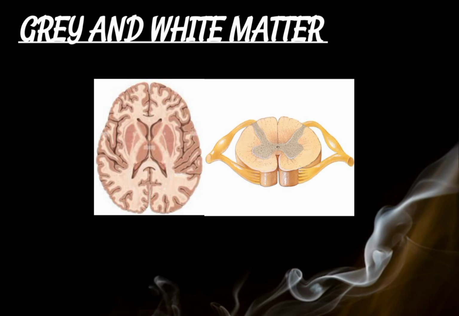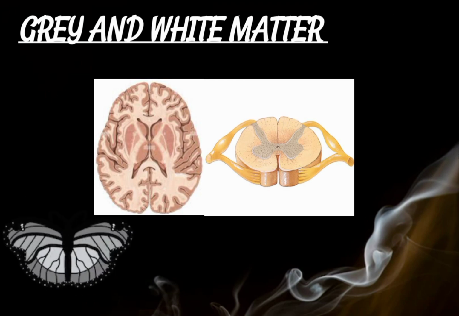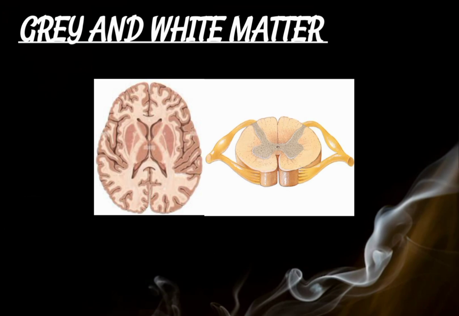You have to remember the gray butterfly. If you remember the gray butterfly, you can easily remember these. As you guys can see, the spinal cord has the gray matter which is more like a butterfly in shape. So you have to remember the gray butterfly. If you remember the gray butterfly, you guys can see that the gray butterfly is present in the spinal cord. So the gray matter is inside in the spinal cord.